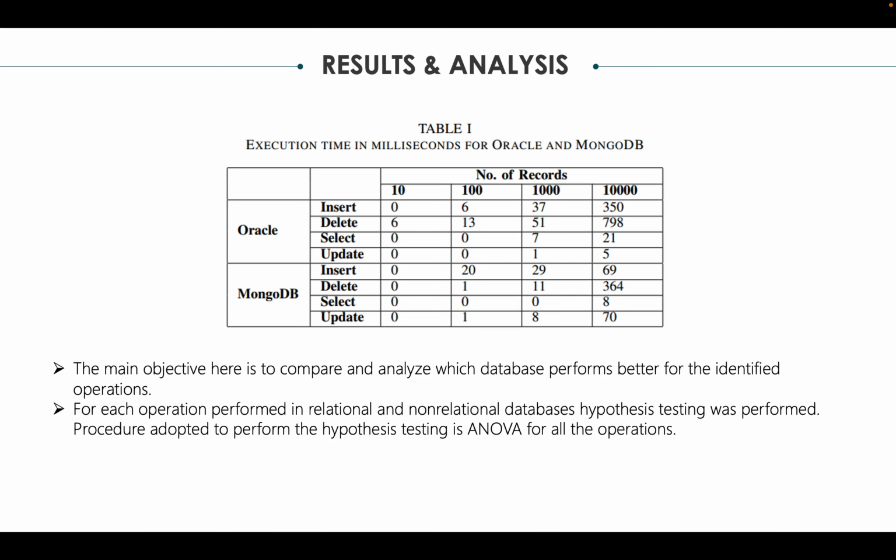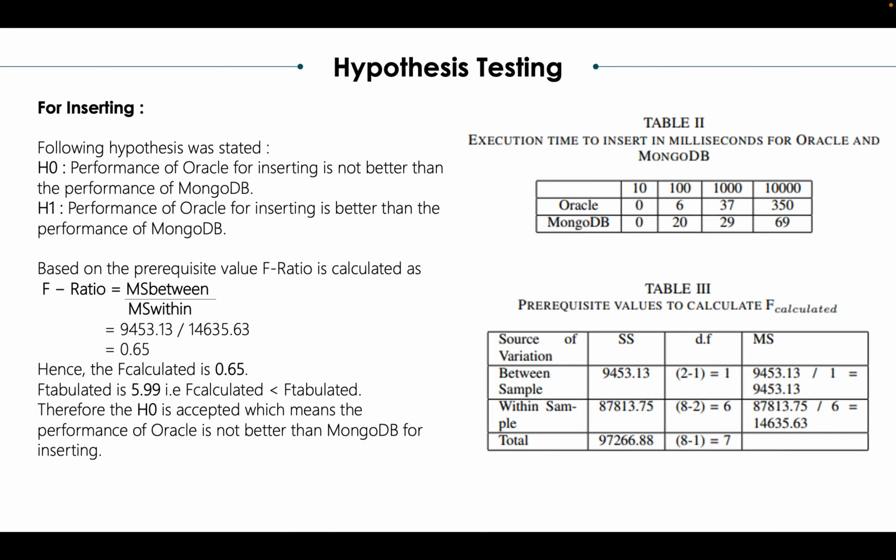ANOVA stands for analysis of variance. It is a statistical technique used for checking whether the means of two different data groups are significantly different from each other or not. ANOVA checks the impact of one or more factors by comparing the means of different samples. We have two different sample populations, we compare the means, see how much they differ from each other, and perform a comparative analysis.